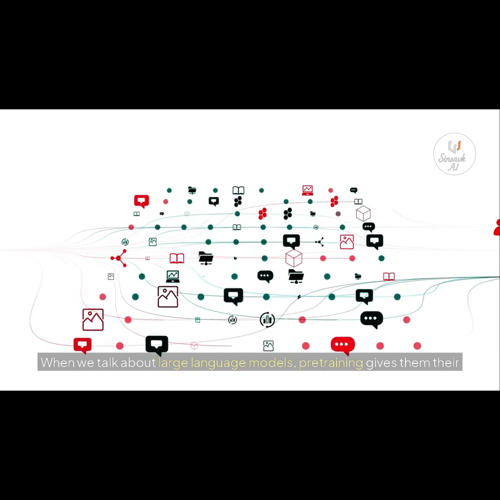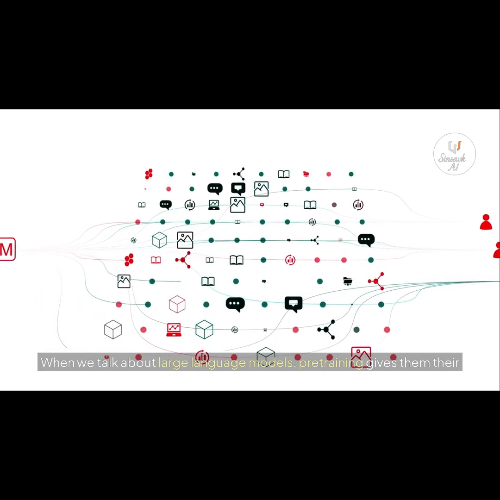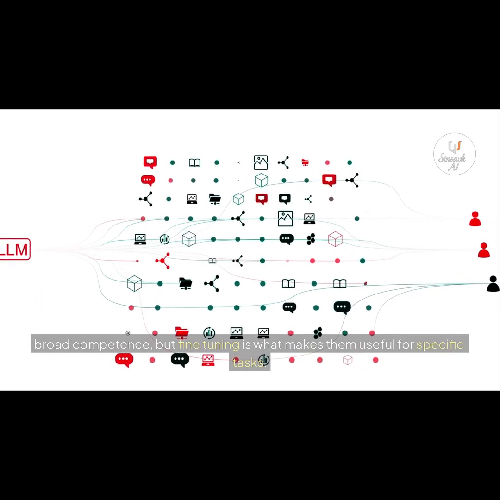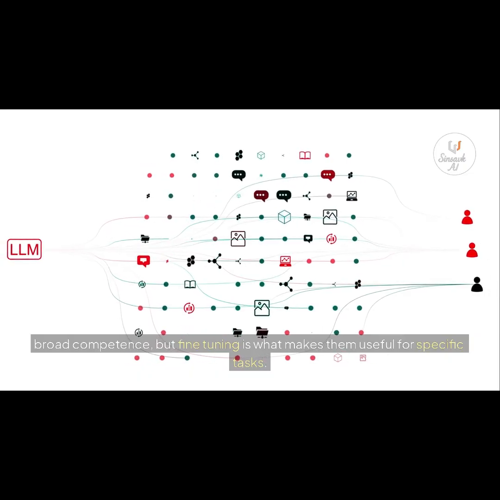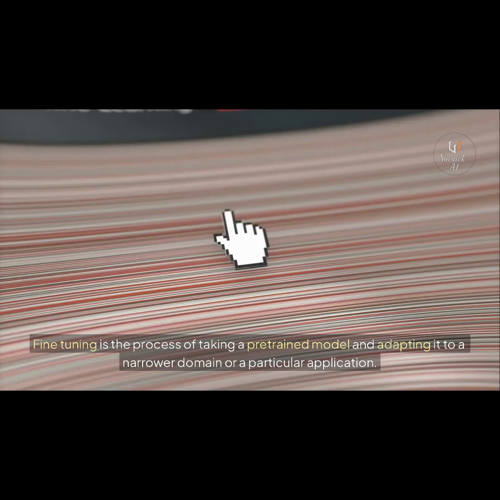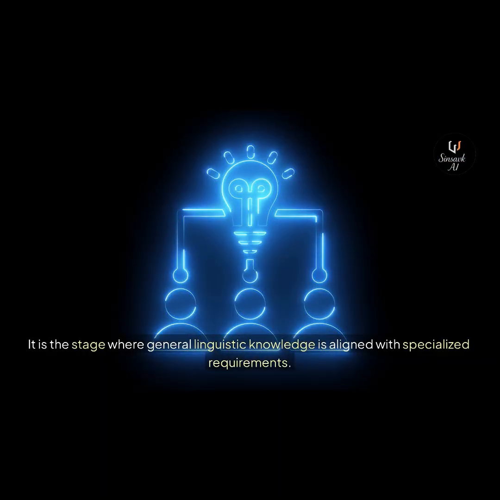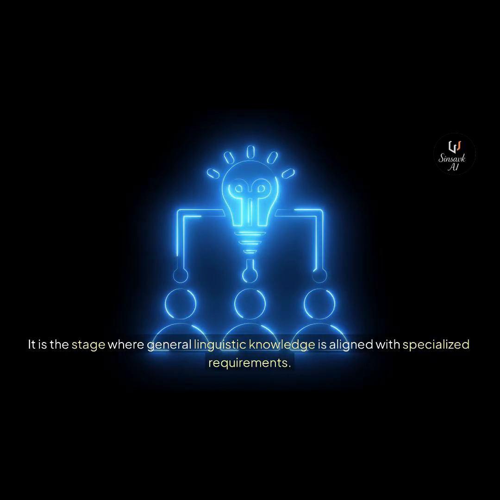When we talk about large language models, pre-training gives them their broad competence, but fine-tuning is what makes them useful for specific tasks. Fine-tuning is the process of taking a pre-trained model and adapting it to a narrower domain or a particular application. It is the stage where general linguistic knowledge is aligned with specialized requirements.